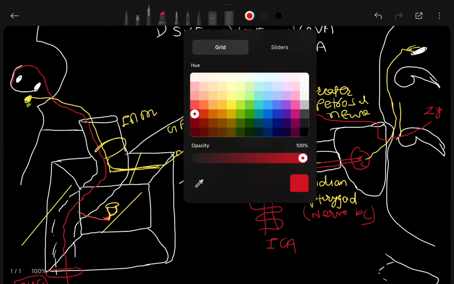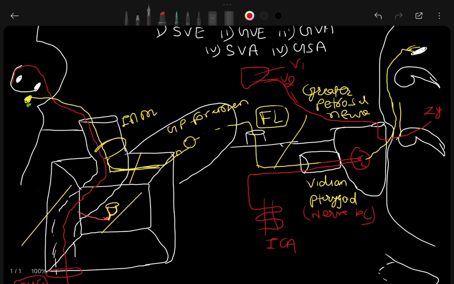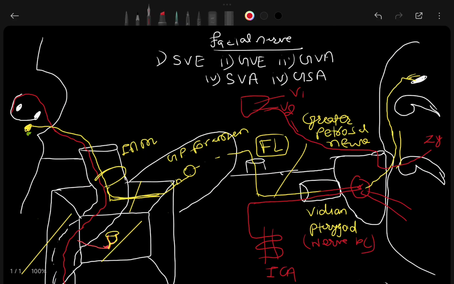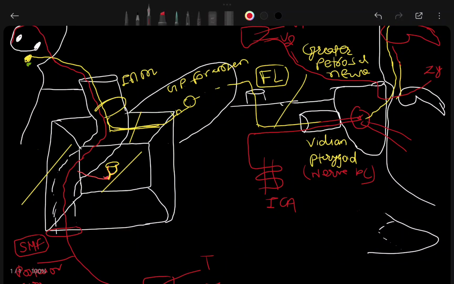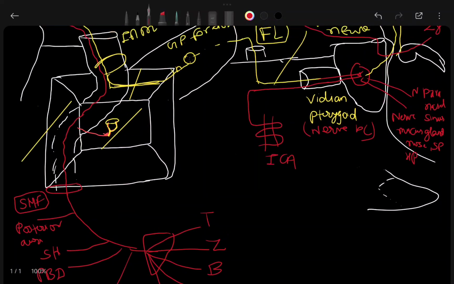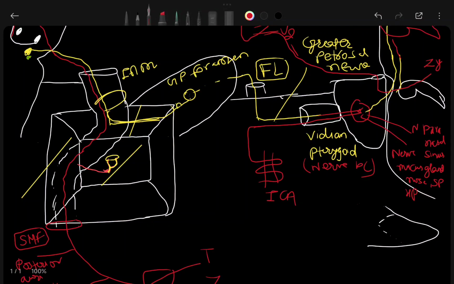And other postganglionic branches: actually these postganglionic nerve fibers pass through the superior orbital fissure, along with the zygomatic branch of the maxillary nerve. Its 2 postganglionic fibers are nerve to paranasal sinus and another nerve to the mucous glands of nose, soft palate and hard palate. This is about the greater petrosal nerve.